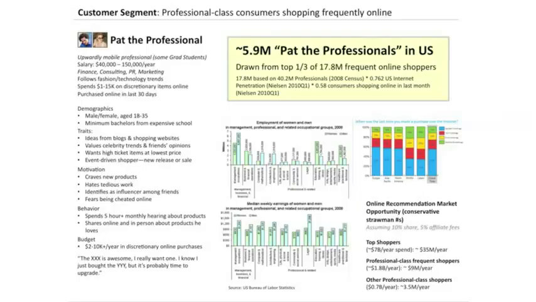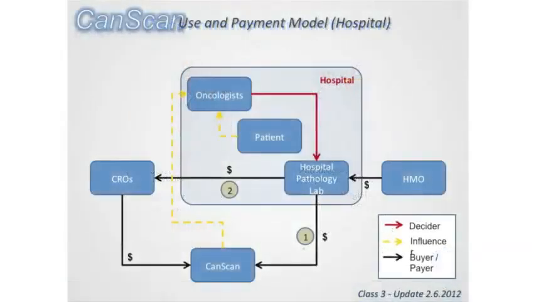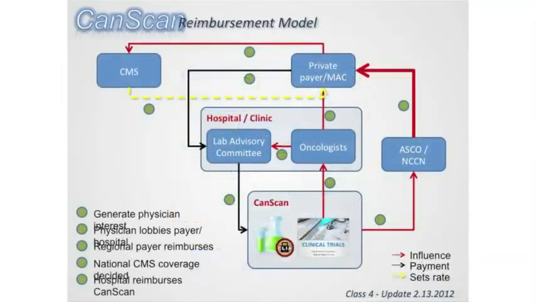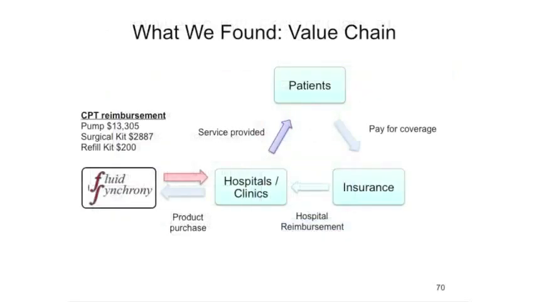Another example in medical devices, trying to understand two segments, oncologists and pathologists. Here's what they did, here's what they cared about, and more importantly, here's how they paid. Here's how they paid in the hospital, and here's how they got reimbursed. Here's another example of a mammography product, how patient care worked inside of a hospital, and how people got reimbursed.